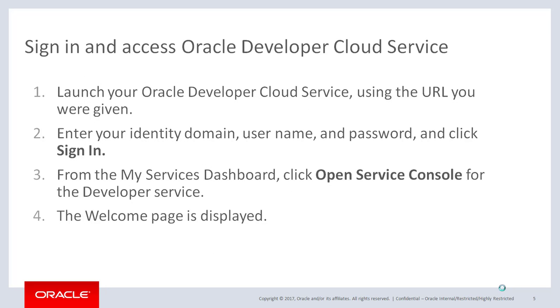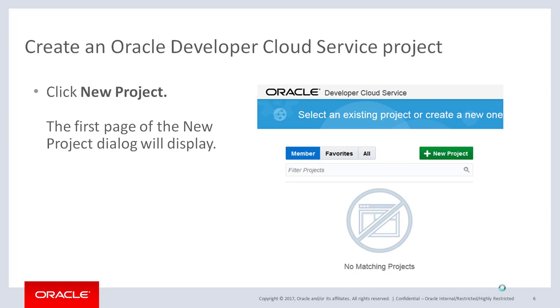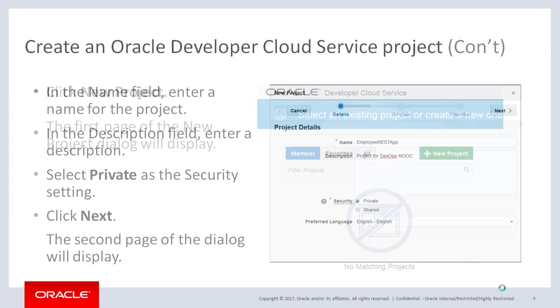Enter your identity domain, username, and password to sign in and access Oracle Developer Cloud Service. Use the URL you were given. Once you sign in, the welcome page displays. Click New Project to display the New Project dialog.